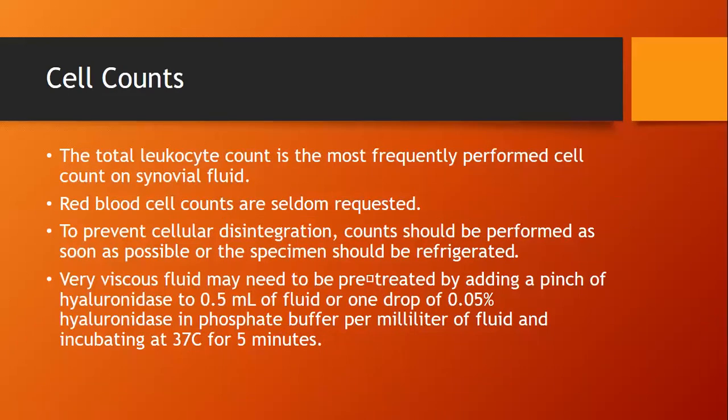Another parameter is cell counting. Usually we do total leukocyte or WBC determination in the same manner as we do in other body fluids such as CSF. I'd like to point out that we usually do this immediately after collection of the sample. We do not cause any delay because the cellular elements may disintegrate when you prolong or delay the counting process.